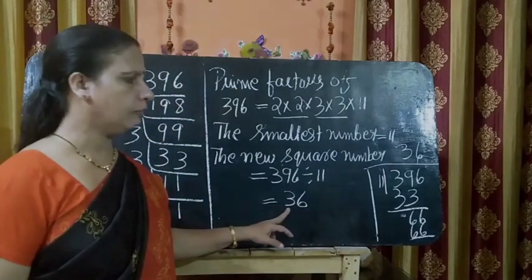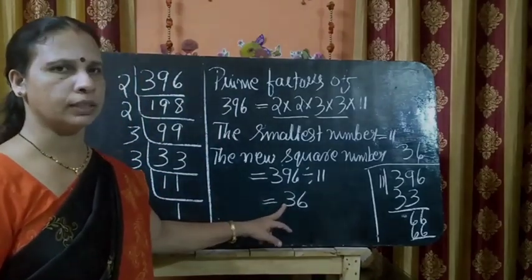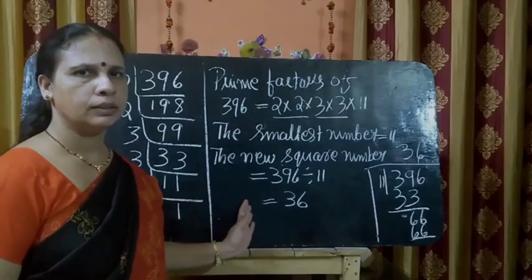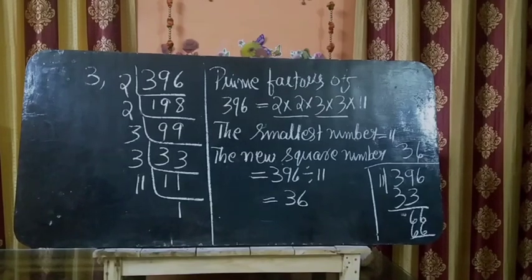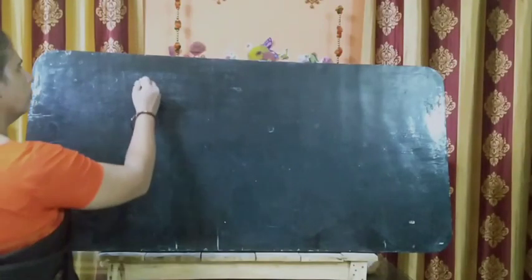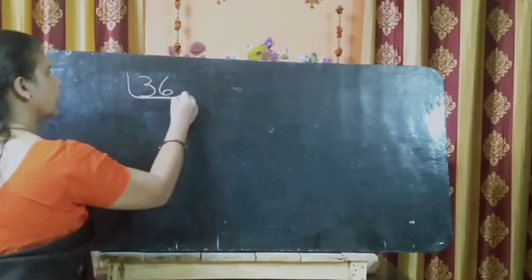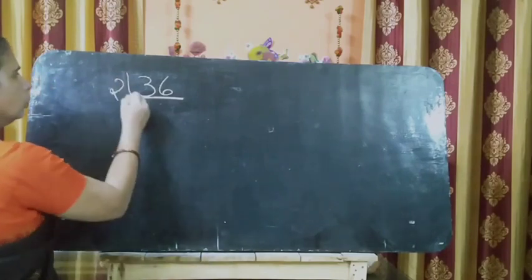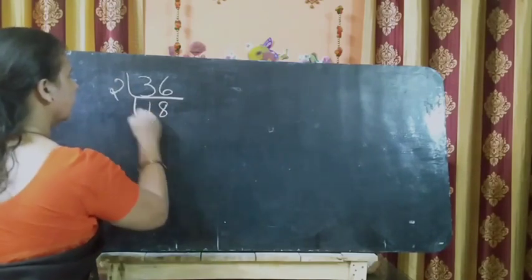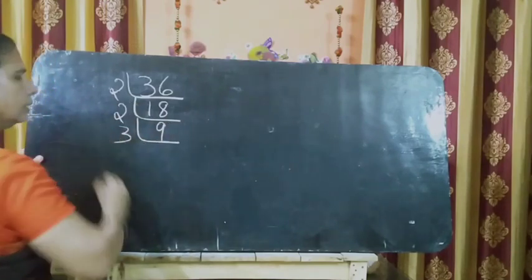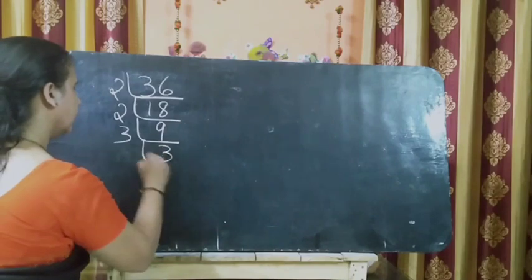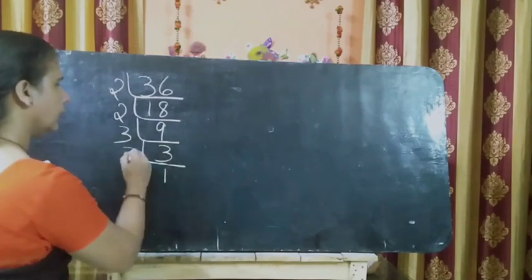After that we have to find out the square root of 36. Copy down this. Then taking out the prime factors of 36. Here factor 2, 18 2s are 36. Factor 2, 9 2s are 18. Taking 3 as factor, 3 3s are 9. Again 3 is factor, 1 3 3.